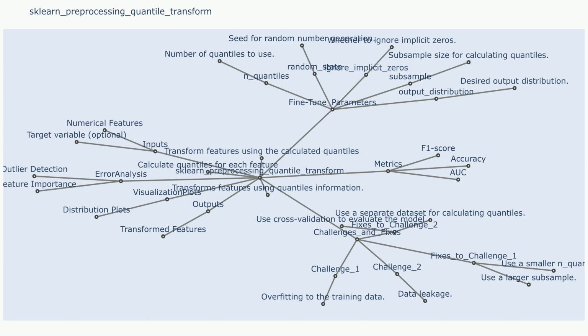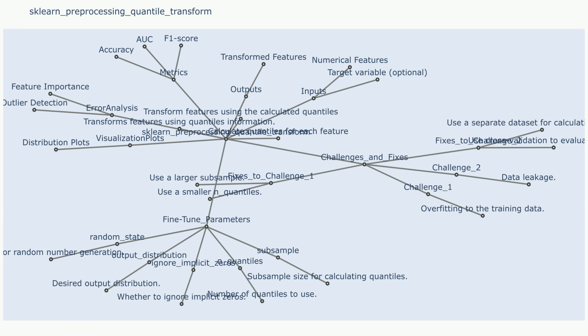Challenges and fixes. Challenge 1. Description: overfitting to the data. If the n_quantiles parameter is set too high, the transformation can become too sensitive to the specific values in the training data. This can lead to overfitting, where the model performs well on the training data but poorly on new, unseen data. Sample use case.